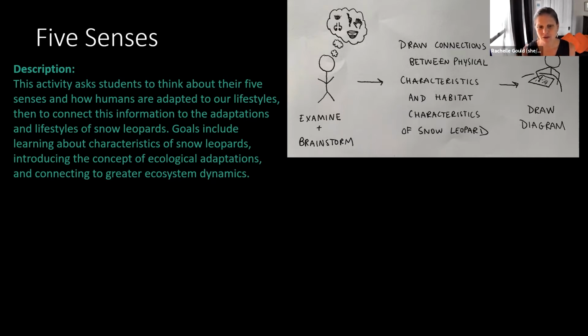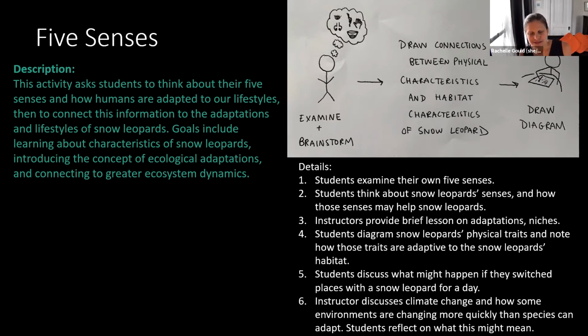And then think about how, so there's a little bit something missing here in the diagram. Think about how that relates to their lives and what they need those senses for. And so what we're adapted to. And then think about, I'm going to put the intent into the description here because I think it's more clear. So they think about their own experience and how that relates to their own adaptation. Then they start thinking about the animal senses. So the snow leopard senses. So how do snow leopard senses help snow leopards?